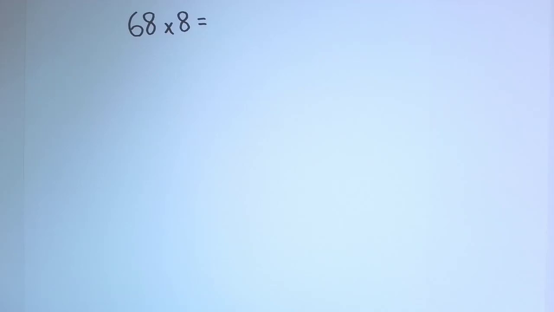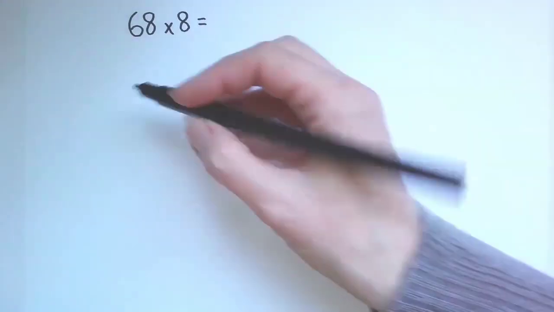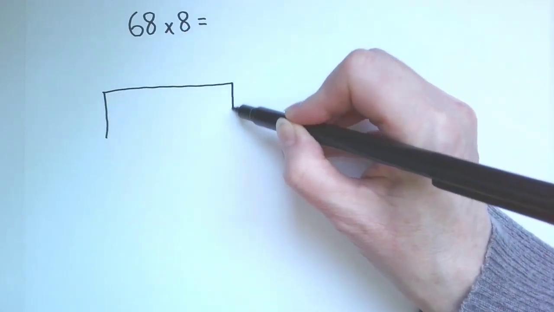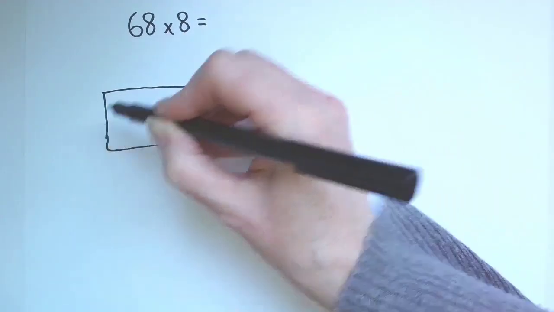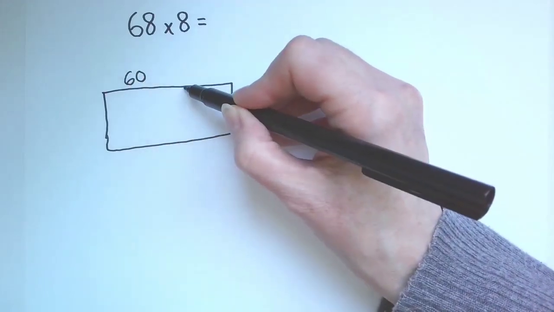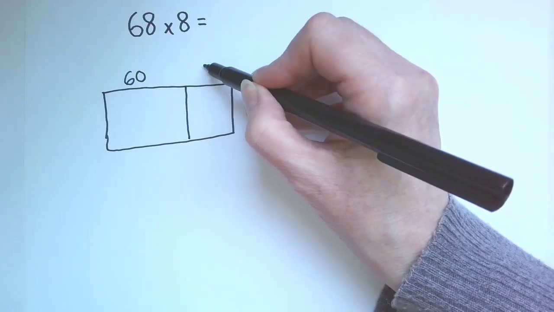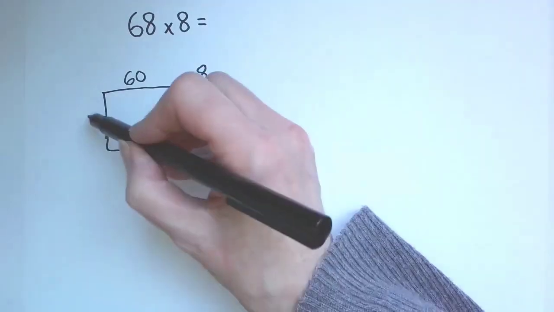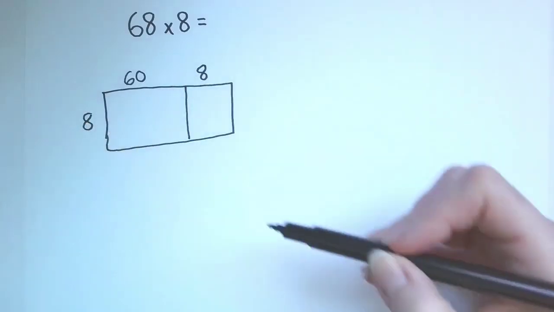So let's look at another example. And here we're going to look at 68 multiplied by 8. And again, I'm going to use my grid method. So I'm going to partition this into my 10s. So 68 is going to be 60. And then my 1s, 8. There's my 68 multiplied by 8.